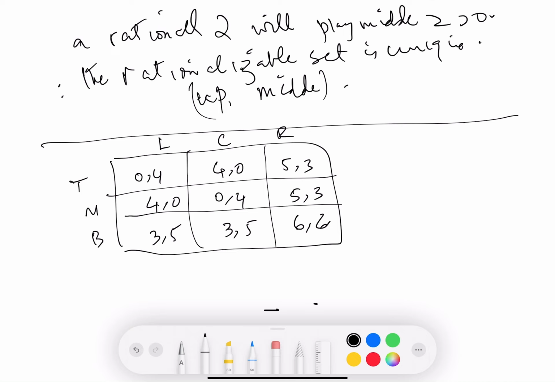Okay. Now, this is a very interesting game. I'll leave it to you to solve. This is in Gibbons. Can you find a set of dominated strategies? Well, if 2 plays left, what should 1 do? 2 plays L, 1 should play what? M, right? 4 is greater than 0 and 4 is greater than 3. 1 should play M.